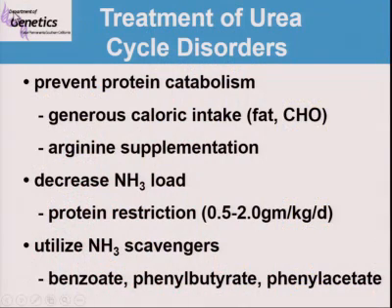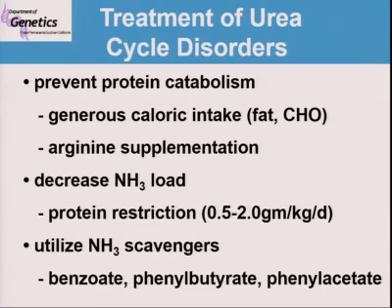So how do we treat these urea cycle disorders? Well, number one, there are actually 3 categories to contend with. One is to prevent protein catabolism or protein breakdown, because that's how we make waste nitrogen. So you want these kids to be well fed, especially when they're ill. And we may need to supplement them with arginine because arginine is usually not an essential amino acid, but when you have a defect in the urea cycle, it becomes an essential amino acid.